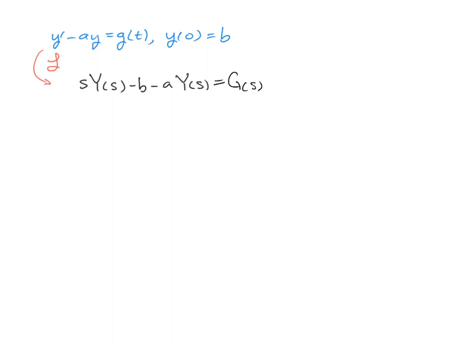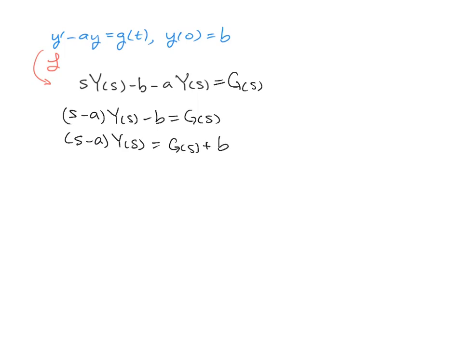Now from here, we want to go through and do our usual process, which is solve for capital Y in terms of s. So we first factor out: s minus a times big Y of s minus b is equal to big G of s. And then finally, we can move the b over to the other side. And then finally, we could divide through by our s minus a. And in doing so, we end up with Y of s is equal to this right-hand side.